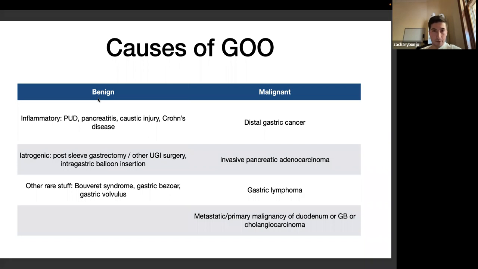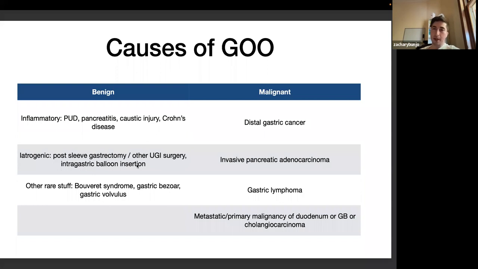Pancreatitis in itself can cause nausea and vomiting, but also if there's quite significant edema at the head of the pancreas, that can intrinsically compress the distal stomach, or rather the first part of the duodenum. And more rarely, you're going to get things like duodenal Crohn's disease that cause stricturing. That's not particularly common.